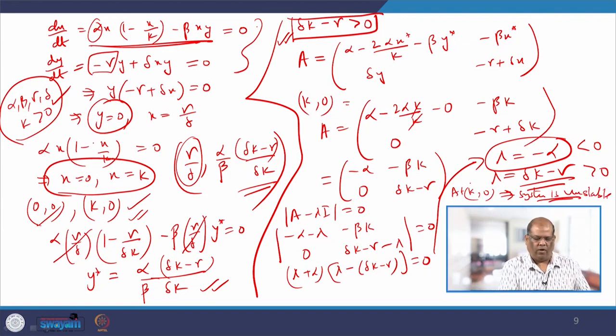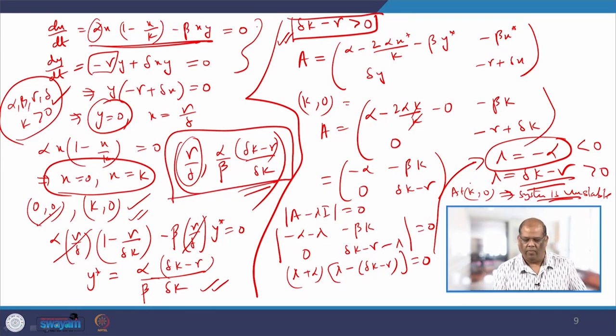Similarly, you can check for (0, 0) and this non-zero equilibrium point, which I leave for you as practice.